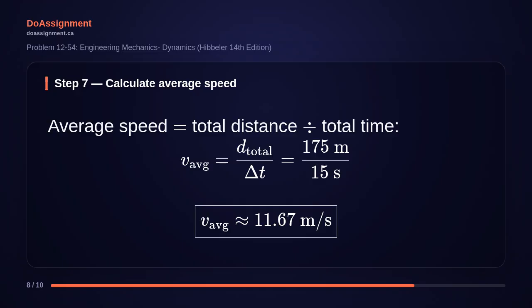Average speed is total distance divided by total elapsed time. Dividing 175 meters by 15 seconds gives approximately 11.67 meters per second.